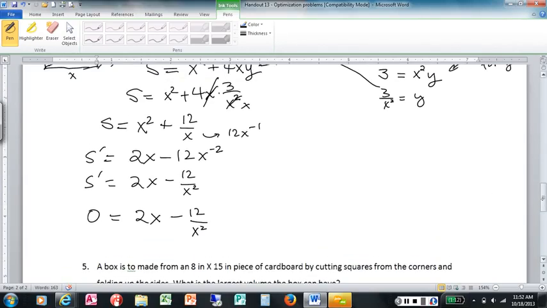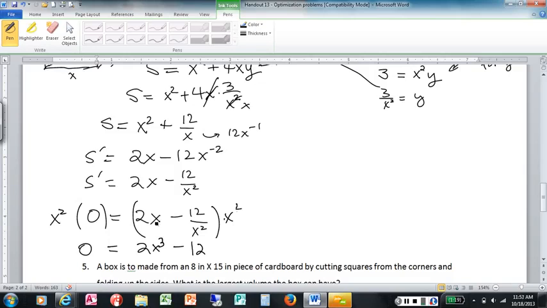See what that gets me. So how would I solve that equals 0 equation like that? How would you do it? Multiply everything by x squared, both sides, by x squared. So that side will be 0. This side will be 2x cubed minus 12, won't it?